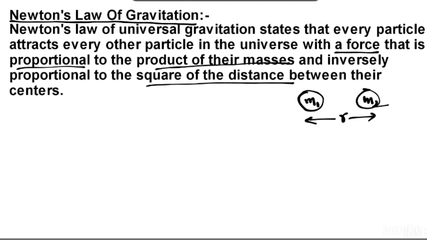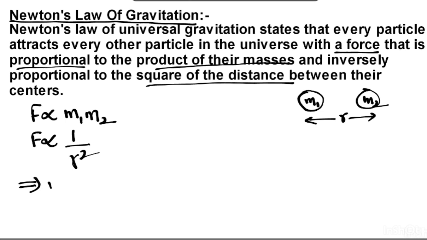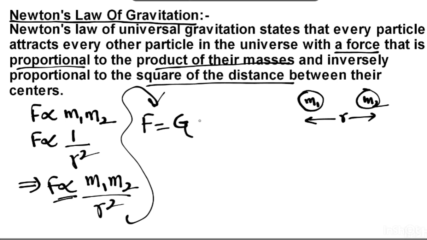According to the statement, F is proportional to the product of their masses m1 and m2, and F is inversely proportional to the square of the distance between them. So F is proportional to 1 by r square. By combining these two, I get F proportional to m1 m2 by r square. To remove this proportionality, I have to keep a constant, and this gives F equals G m1 m2 by r square.